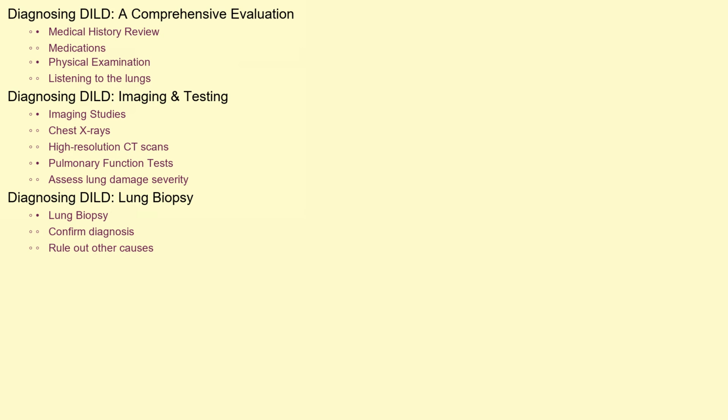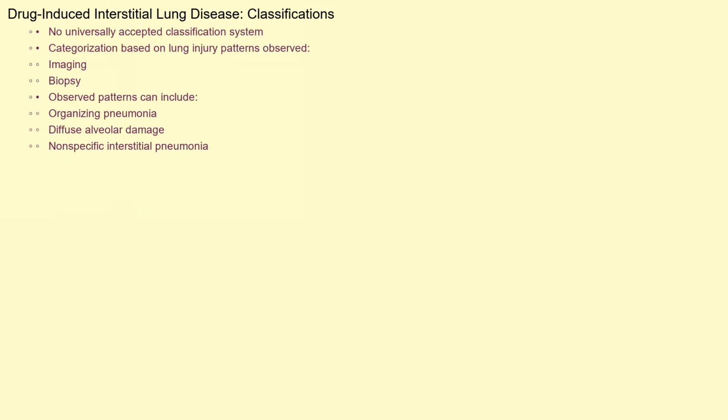Imaging studies, such as chest X-rays and high-resolution CT scans, are crucial for visualizing the lung tissue and identifying patterns of inflammation and fibrosis. Pulmonary function tests, which measure lung capacity and airflow, can help assess the severity of the lung damage. In some cases, a lung biopsy may be necessary to confirm the diagnosis and rule out other causes of interstitial lung disease. A scene shows that there are no well-defined classifications or types.